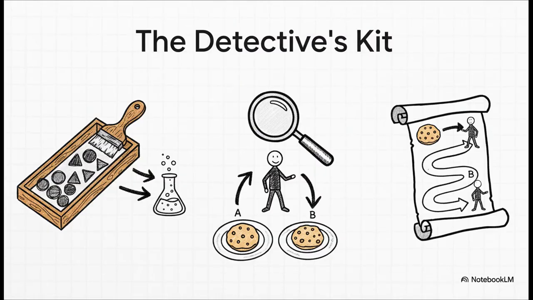Now, there are other cool tools in the kit too. You can use blocking, where you group similar people together first, say by age, then randomize them. You can use repeated measures, where every single person tries both cookies, but if you do that, you've got to use counterbalancing, making sure half the people try cookie A then B, and the other half try B then A, so the order doesn't mess things up.